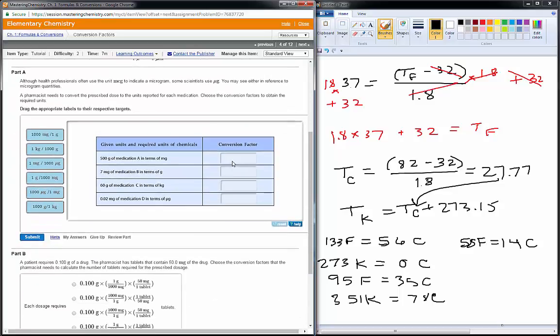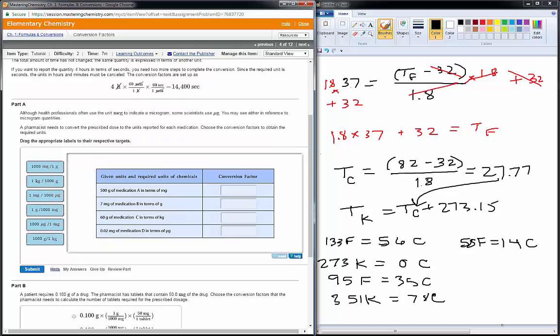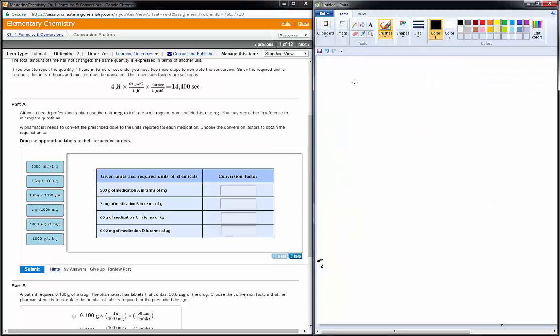For part A here, it's just saying what conversion factor would I use if I wanted to convert 500 grams to milligrams? Well, if I start with 500 grams and I want to go to milligrams, I need a conversion factor that puts milligrams on top and grams on the bottom so that the grams will cancel and I'll be left with milligrams. So I need milligrams on top and grams on the bottom. And that is this one.